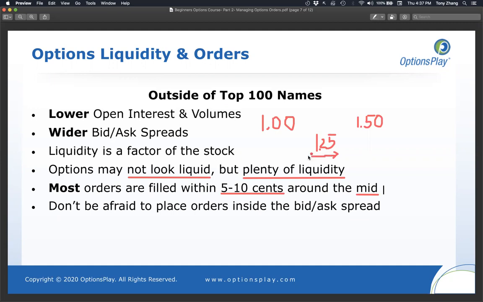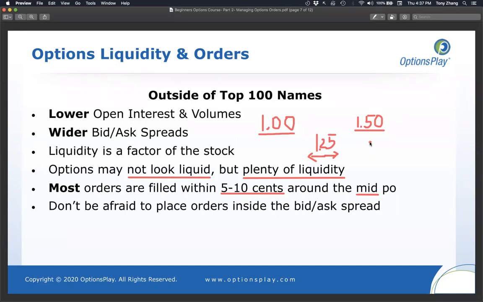So what that means is that if you're buying, you might be able to buy around 1.30. If you're selling, you should be able to sell around 1.20, despite the fact that the quoted price on your screen is $1 by $1.50. And even if that has zero open interest or zero volumes, that really has nothing to do with the market maker's incentive to sell you that order. I mean, he's going to make money on every single order. It doesn't matter whether someone else traded that order or not.